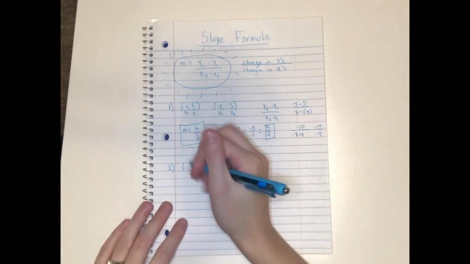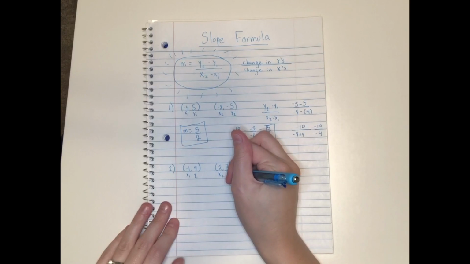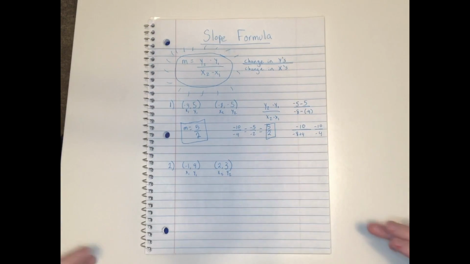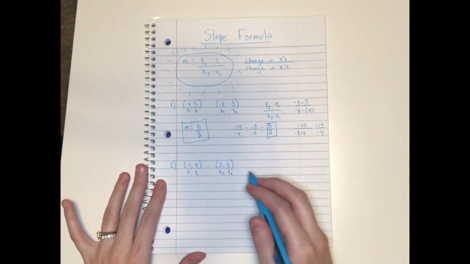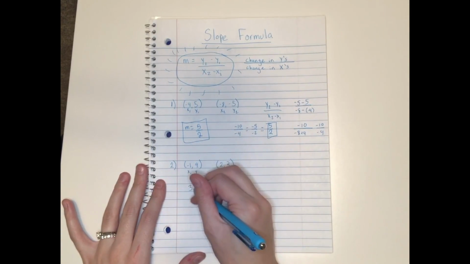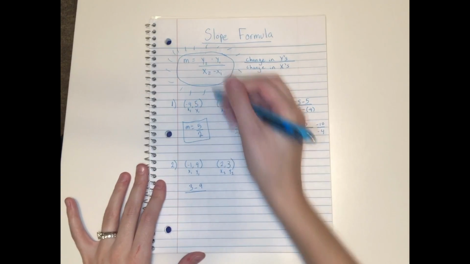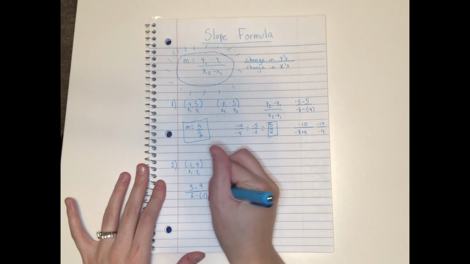Let's look at another example. Of course, you should always label it. I know you could probably do it in your head, but it just saves a lot of room for mistakes because you can't mess up with the negatives if you label everything out. So we're just replacing it. y2 is 3 minus y1 is 9 over x2, which is 2, minus x1, which is negative 1.